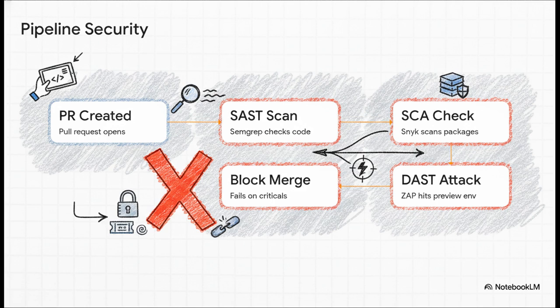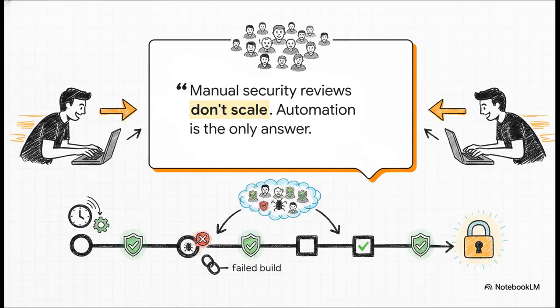If a critical flaw is found, the build fails. The merge is physically blocked. Now, medium findings might just automatically generate a Jira ticket for the backlog, but criticals? They stop the line entirely. We absolutely must enforce this automated pipeline because, think about it, if you have 50 developers pushing code multiple times a day, human security teams simply cannot keep up. Manual security reviews are a bottleneck from a bygone era. They just do not scale.